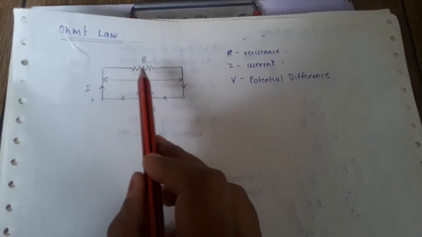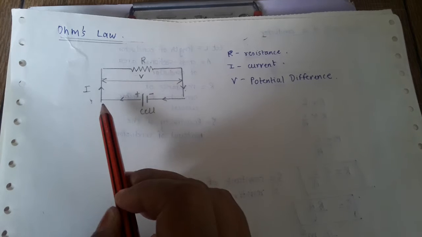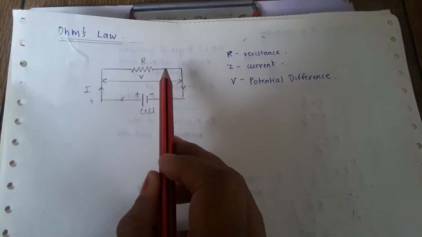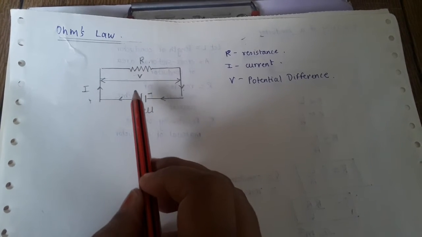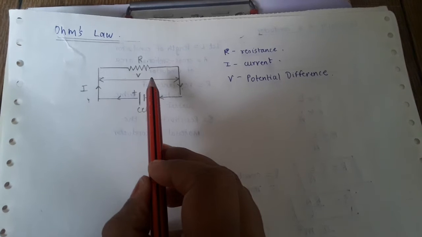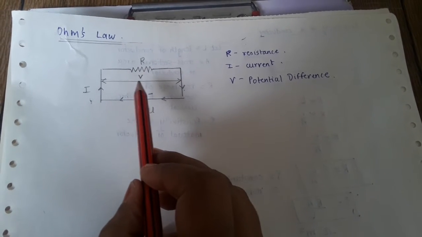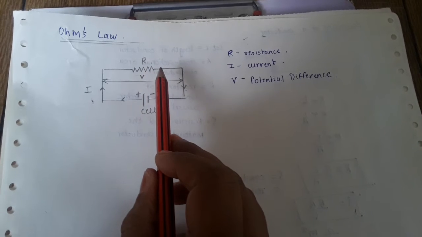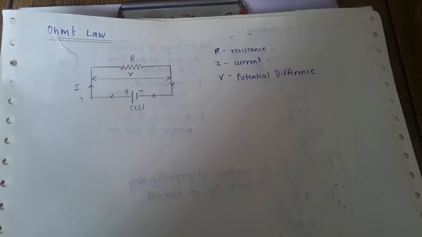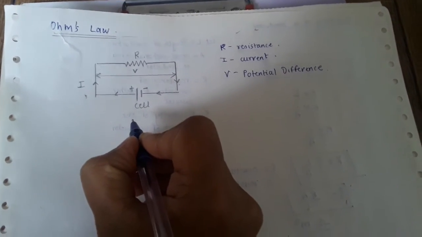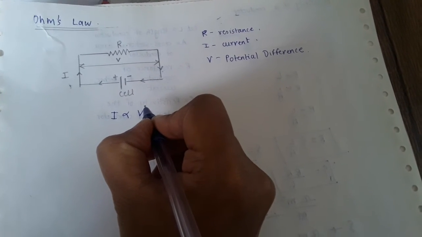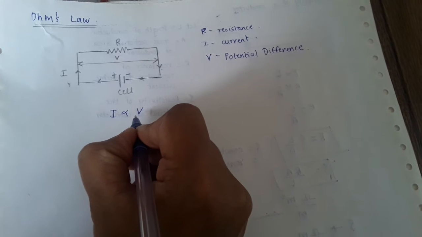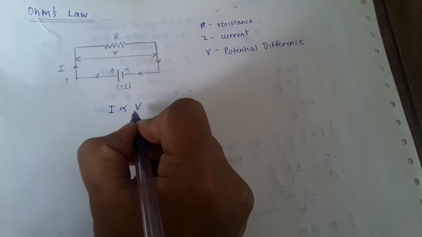I is the electric current flowing through the resistance and also through the circuit. This is the cell, which provides the potential difference V across the conductor. What does Ohm's law state? Ohm's law states that I is directly proportional to V. Electric current is directly proportional to the voltage, or the potential difference.